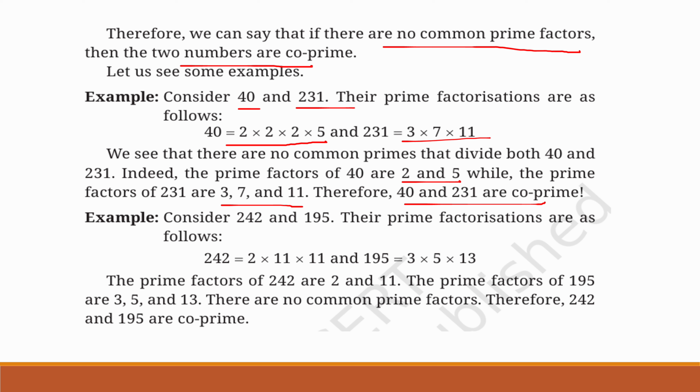Next example, consider 242 and 195. Their prime factorizations are as follows. 242 is equal to 2 into 11 into 11. 195 is equal to 3 into 5 into 13. So, the prime factors of 242 are 2 and 11. Prime factors of 195 are 3, 5 and 13. There are no common prime factors. Therefore, 242 and 195 are co-prime. So to check whether two numbers are co-prime, we have to prime factorize the numbers. Then if there are no common prime factors, the numbers are co-prime.